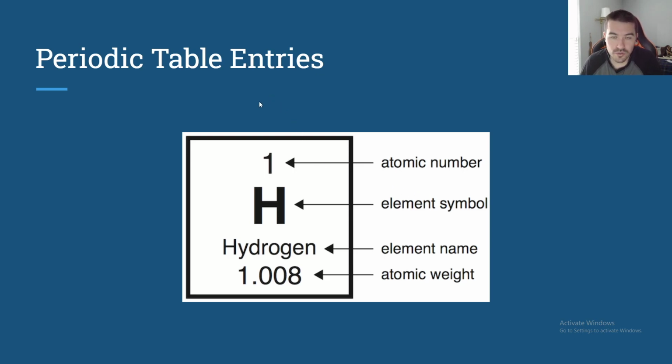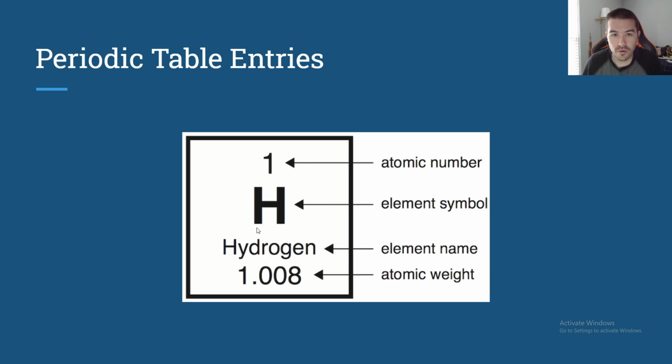Each entry, or each box, on the periodic table has 4 pieces of information in it. Okay, the top number is probably the most important thing. That is the atomic number for that element. Okay, this is like what defines the element. Okay, its number. No two elements have the same number. The other pieces of information are also important, but like I said, the atomic number is probably most important.